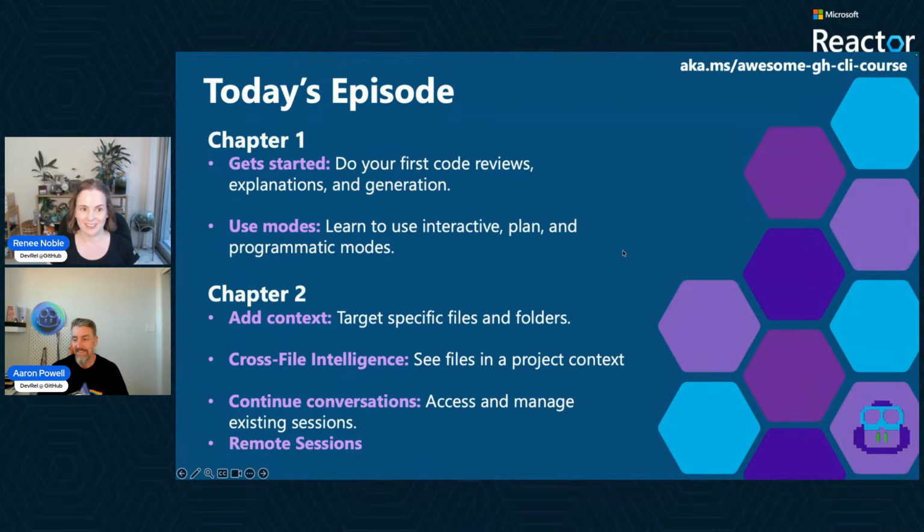Cool. Jumping along to what we're going to cover in today's session. We're speeding through 2 chapters of the course today. Chapter 1 is on getting started and understanding the different modes: what can you do with it, generating code explanations and doing code reviews, as well as learning the different ways we can interact with the CLI. Then in chapter 2, we're adding context and working with a whole file system, and understanding how our conversations work, as well as a new feature that dropped yesterday, which we have already put into the course. So the course is coming out hot and ready.